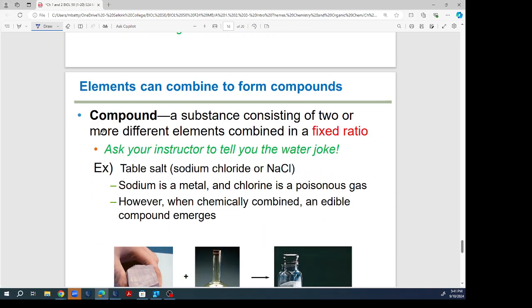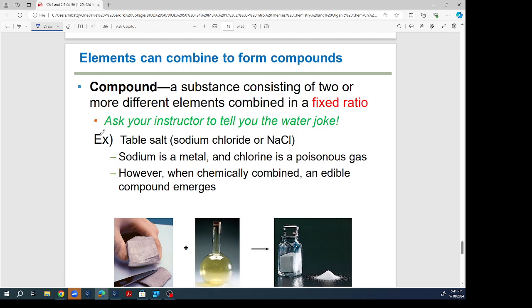So if we're at elements, if we were to combine different elements, that's what makes a compound. Some compounds you might know is H2O. It's water, right? So a compound is 2 or more different elements in a fixed ratio. Water is always 2 parts, or 2 atoms of hydrogen and 1 atom of oxygen.